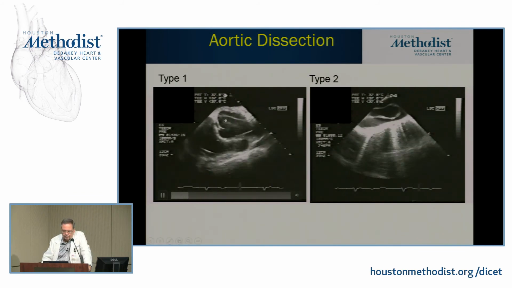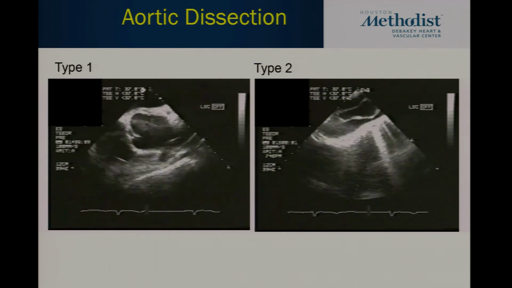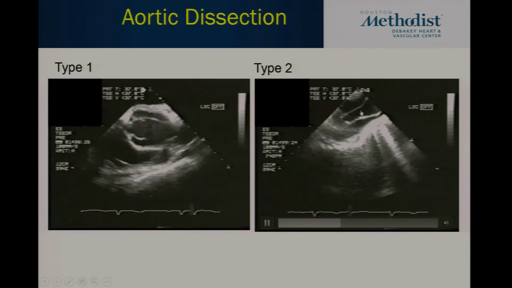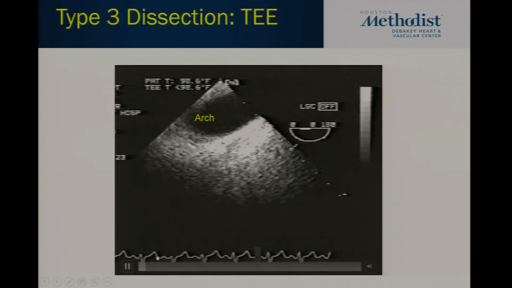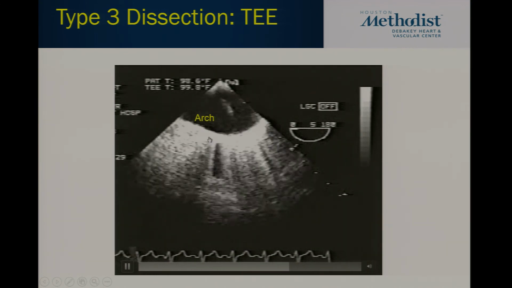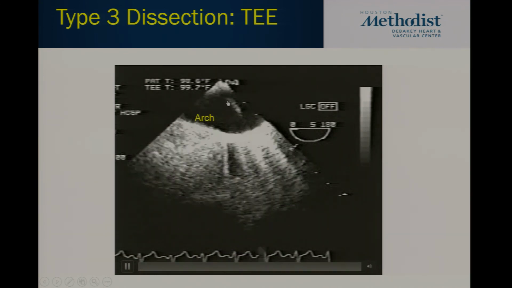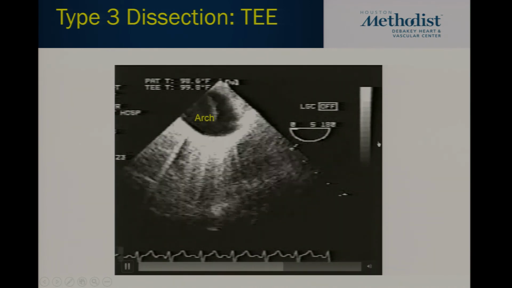And when it's like this, it's very easy. It takes 3 minutes. You put the probe in and you go, oh my God, okay? So that's a type 1, type 2, nobody argues with that. Everybody sees it. This is a type 3 or B. It starts right after the subclavian, and then it keeps going down. I'm going to show you more of this patient later.